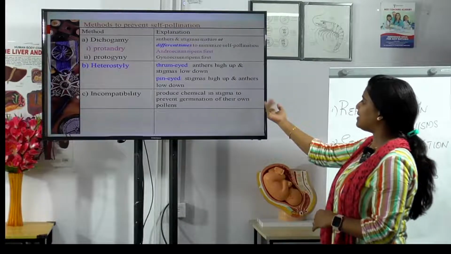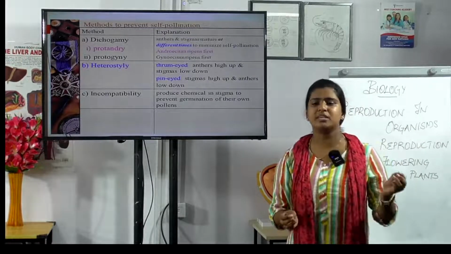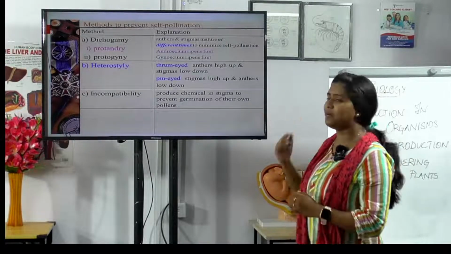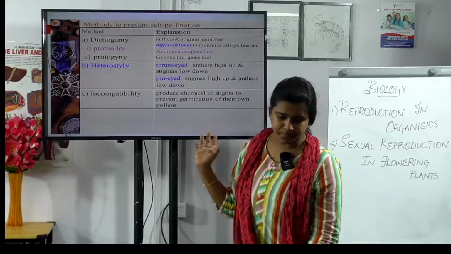Okay, and the next is incompatibility. What they do is they spray some chemicals. To what? To prevent the germination of the own pollen. So these are the methods.